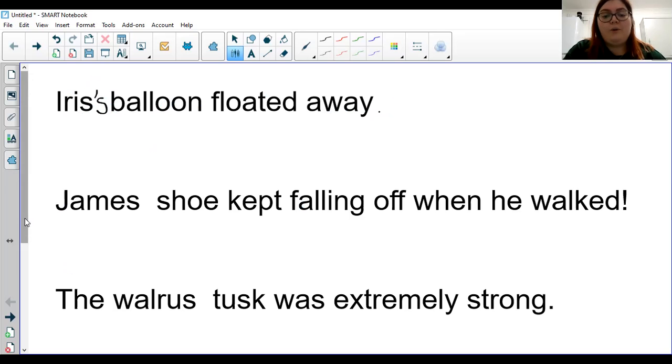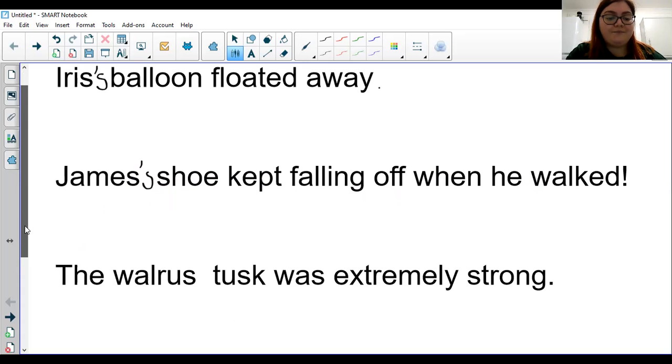Okay. James, a singular person, just ends in an S. James's shoe kept falling off when he walked. So who does the shoe belong to? It belongs to James. So we want James's shoe kept falling off when he walked. So at the end of James, we add an apostrophe and a funny looking S. So James's shoe kept falling off when he walked.